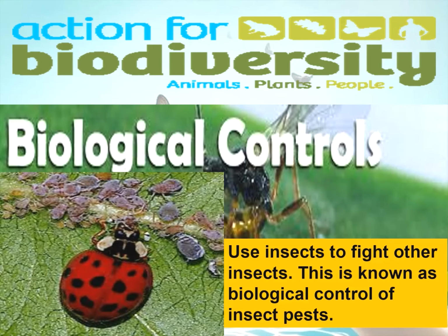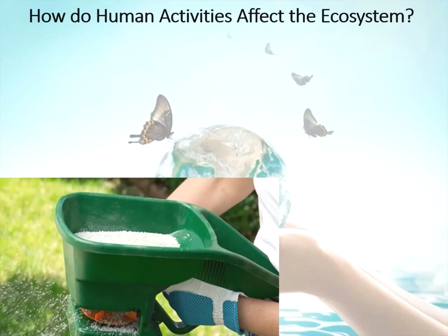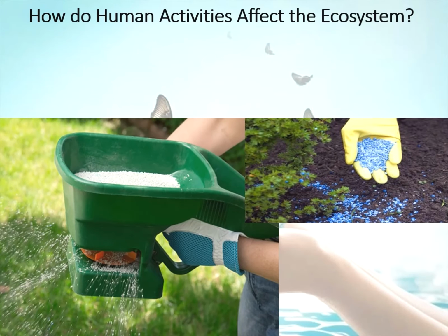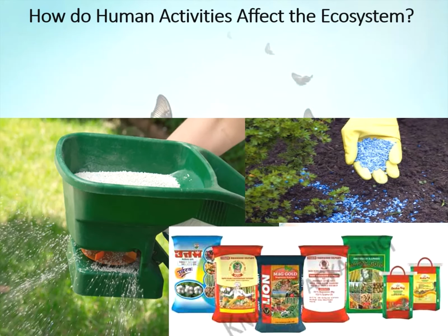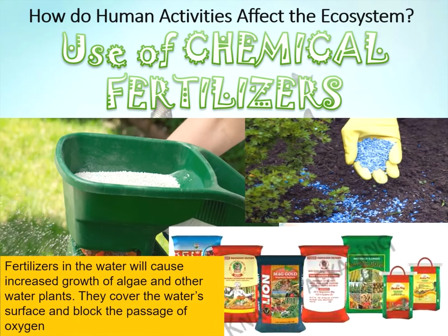Okay, another, take a look at the image. Pwede naman palang mangyari other insects ang magde-destroy sa other insects. Next activity that affect the ecosystem, take a look at the picture. Ano kaya yan? Okay, use of chemical fertilizers. So, fertilizers in the water will cause increased growth of algae and other water plants. They cover the water surface and block the passage of the oxygen. Nakakaapekto ito, no? Dahil hindi ito makakatulong.